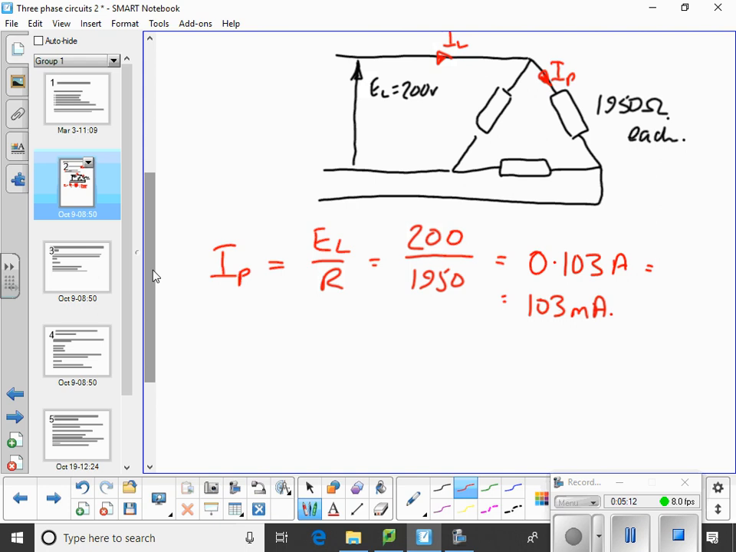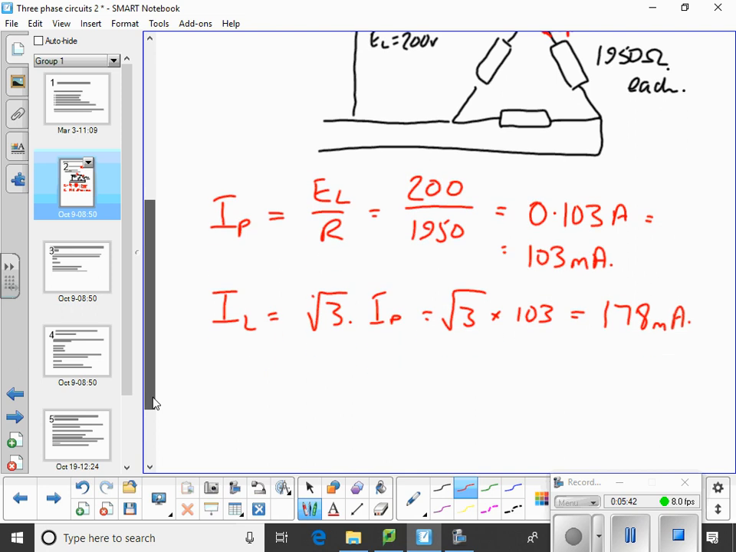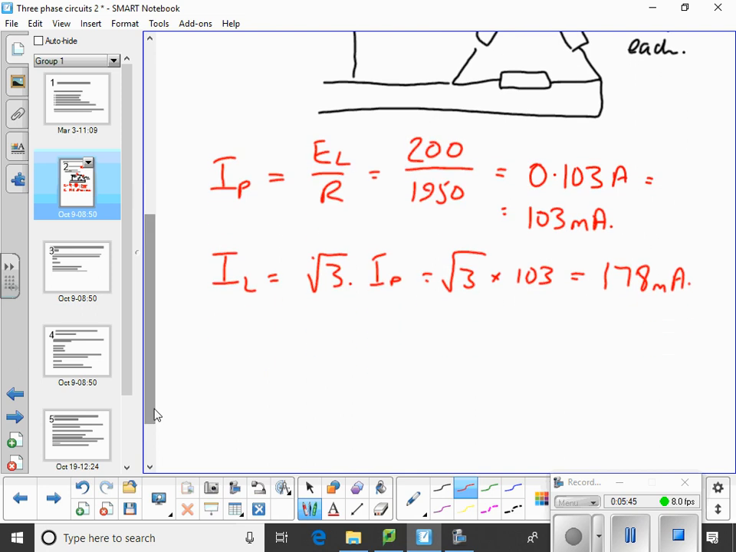Next, IL. Yeah, root 3 times I phase, root 3 times 103 milliamps, 178 milliamps. This is what we can expect. We've done the power. Yeah, you could call it S, but that's actually power in this case because there's only resistive.